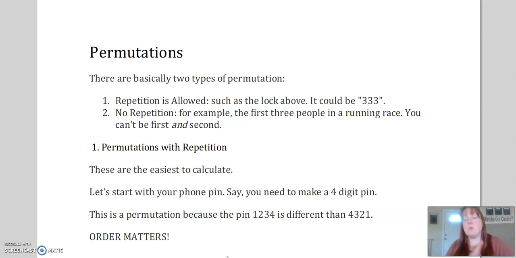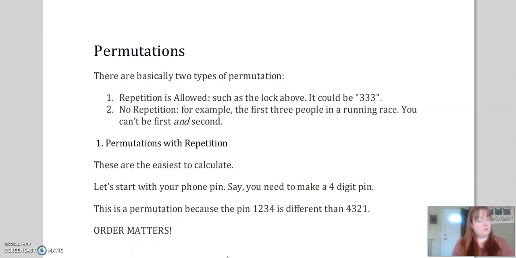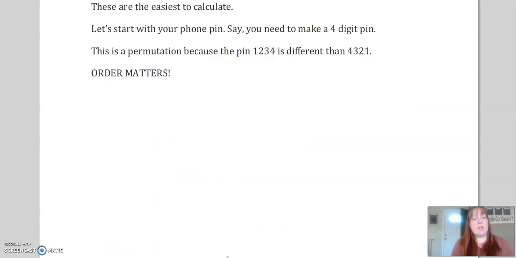So first of all, permutations with repetition are super easy. They are definitely the easiest of all to calculate. So let's say that you're going to make a PIN for your phone, and you can have a 4-digit PIN. How many different ways could you make that 4-digit PIN? Let's imagine that you were going to draw a tree diagram. We are not going to draw a tree diagram for this entire thing because it would just get out of control, but let's just imagine.